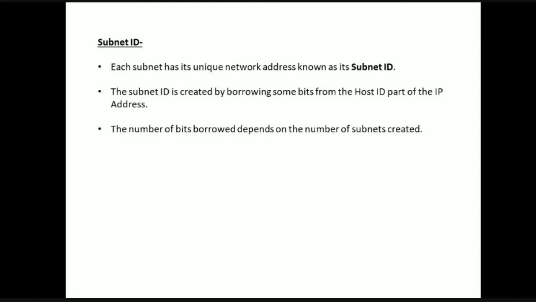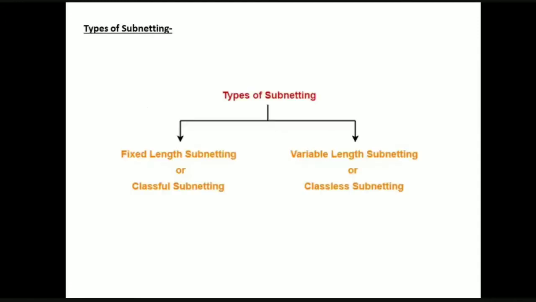In an IP address, we have the network ID part and the host ID part, right? So we do subnetting by borrowing some bits from the host ID part of the IP address. How many bits we have to borrow depends upon how many subnets we want to create. If you want to create 2 subnets, we'll borrow some number of bits. If you want to create 4 subnets, we'll borrow some number of bits. If you want to create 16 subnets, we'll borrow some number of bits. How many bits we are going to borrow, we'll see in the forthcoming problems.